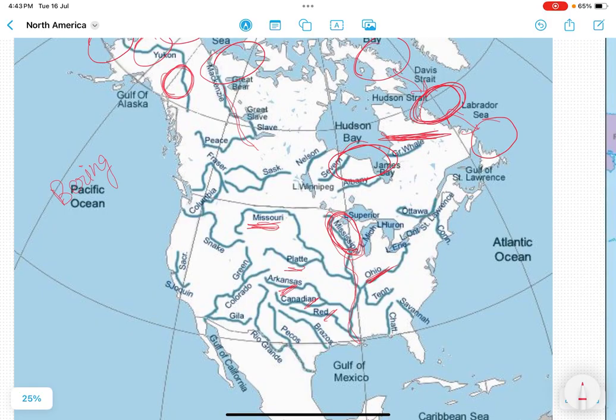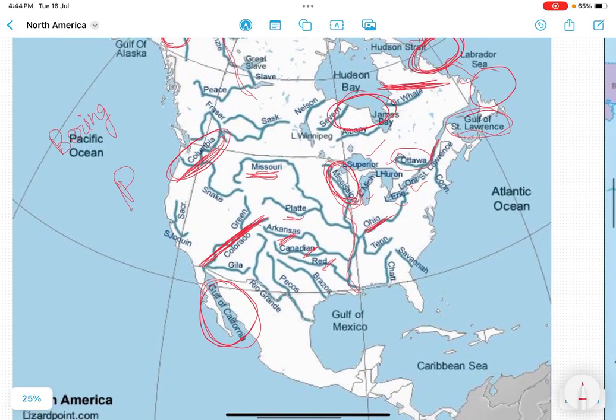Then we have some important lakes: Lake Superior, Lake Michigan, Lake Huron, Lake Erie, and Lake Ontario. Then we have the Ottawa River right here, as you can see, going into the Gulf of St. Lawrence. Right? Then we have the Colorado River right here. You can see the Colorado River going into the Gulf of California. The Columbia River goes into the Pacific Ocean.